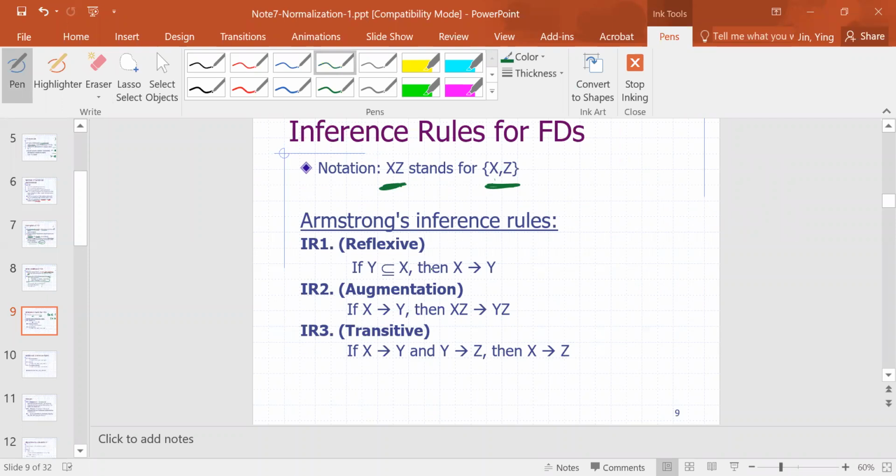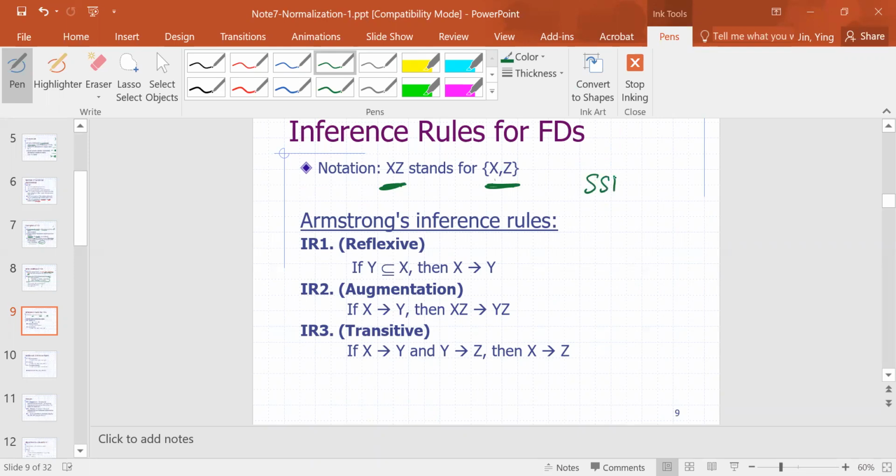All right, so let's see this one. This is the one about reflexivity. What this means is that if Y, the right-hand set, is a subset of X, the left-hand set, then this functional dependency is always true. So you always have this functional dependency. If I give you an example, you will see why this is true. The example cannot prove it, but it can help you understand.